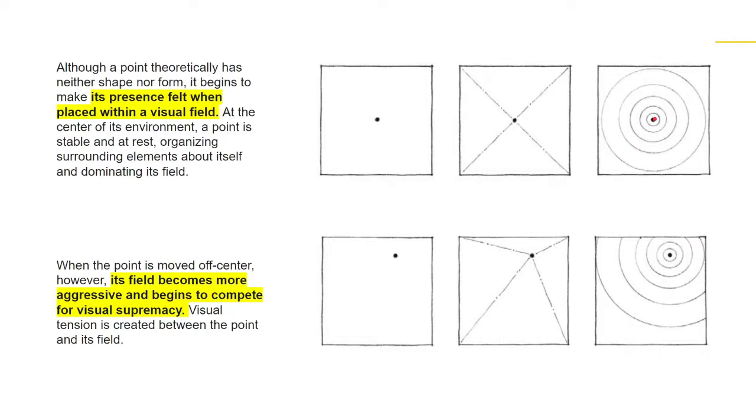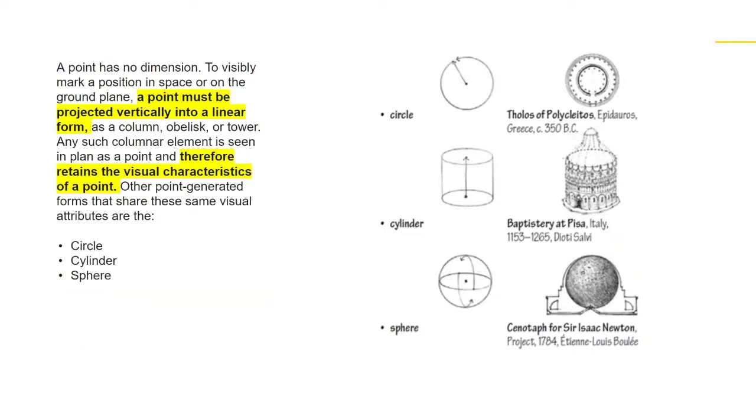A point has no dimension, so to visibly mark a position in place or on a ground plane, a point must be projected vertically into a linear form.